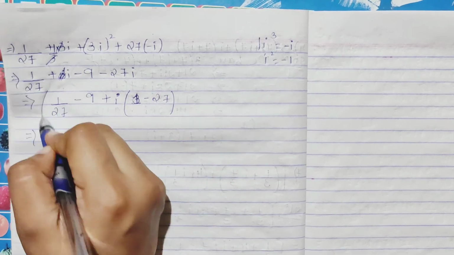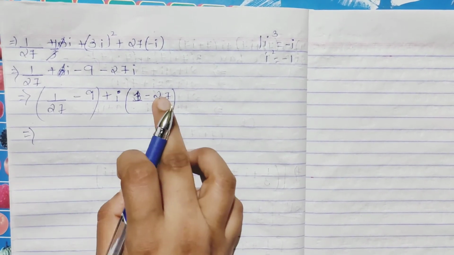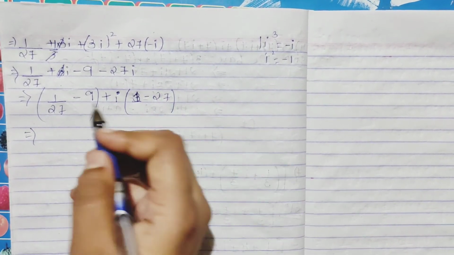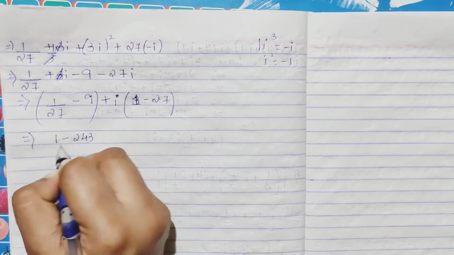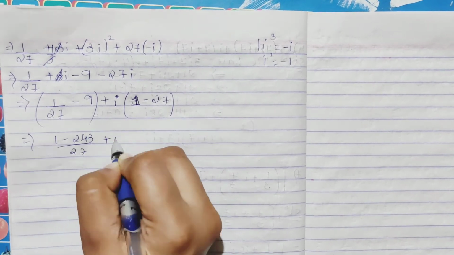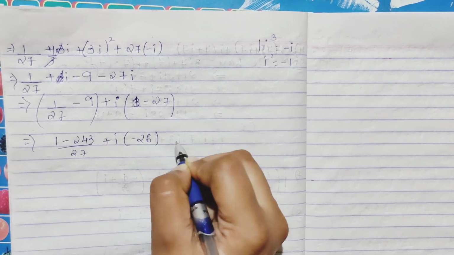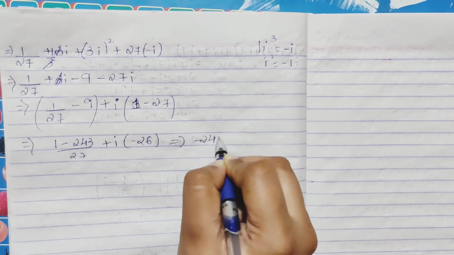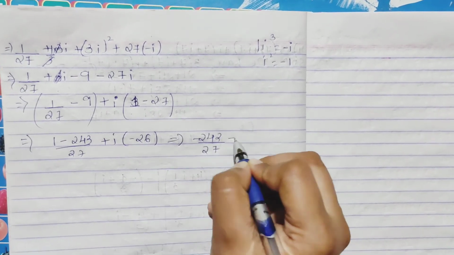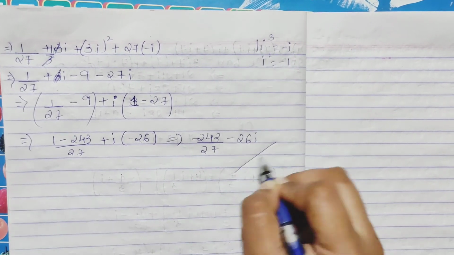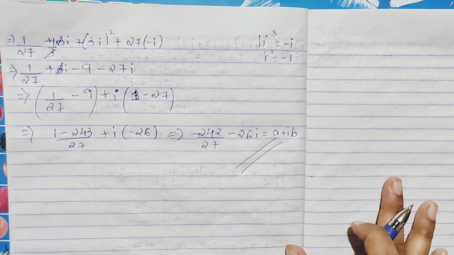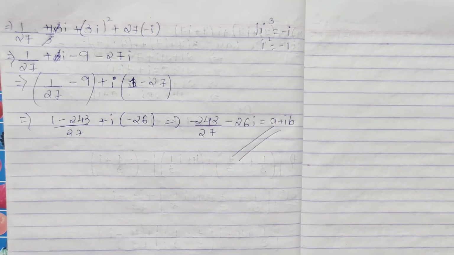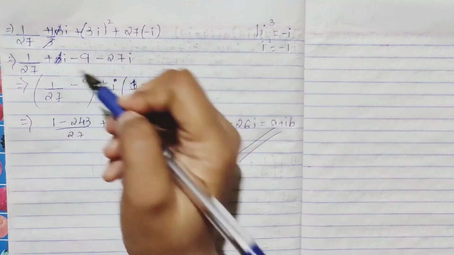So this one and your i form, your imaginary one. So here you get 1 minus 243 divided by 27 plus i into, this is minus 26. So you get minus 242 by 27 minus 26i. So this is here in the form of a plus ib. Okay, even see, you can also do like this problem. So please be careful enough while doing.